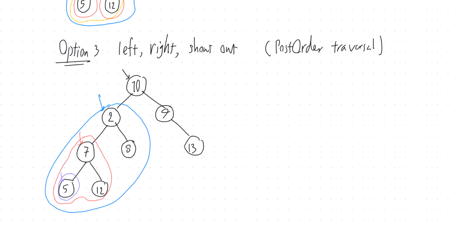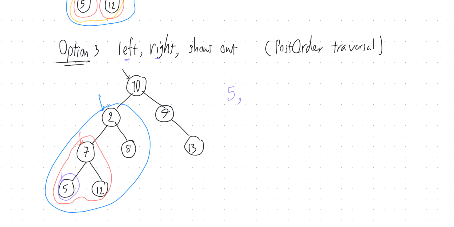Now we try to go left, there is no left. We try to go right, there is no right. So after we are done with left and right subtrees, then it's time to shout out 5 itself. Now that we are completely done with 5, we backtrack to 7, which was the parent, right? Is it time to shout out 7?